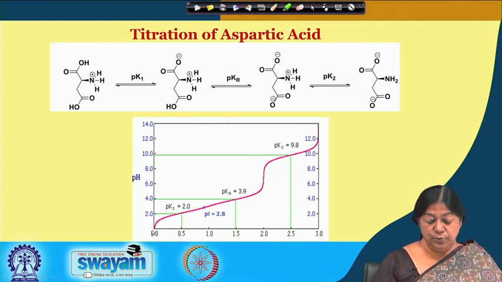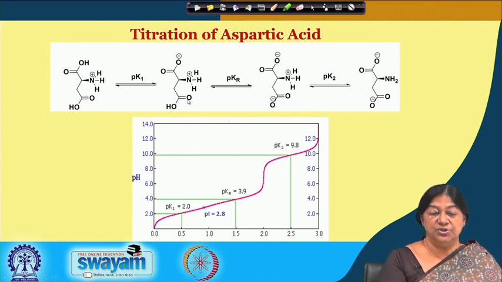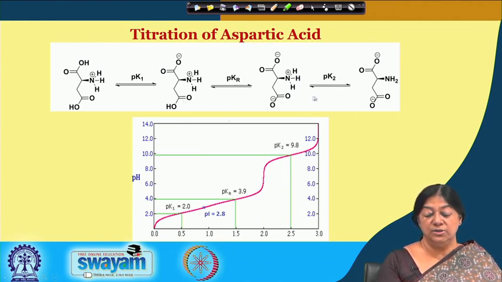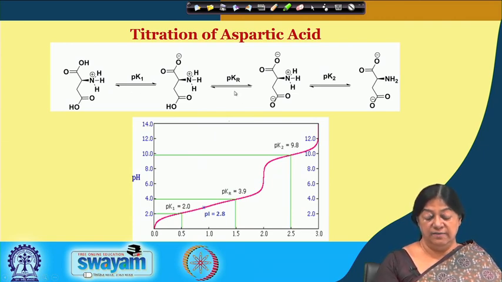This is the titration. So, we have a pK1 that is close to 2, we have a pKr close to 3.9 and a pK2 of 9.8. So, what is the charge going from pK1? It is going from +1 to 0. For pKr, it is going from 0 to -1, and here it goes from -1 to -2. But we are interested to determine the PI from this set. So, it is pK1 plus pKr divided by 2.